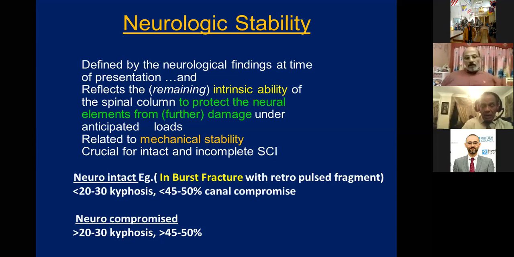Neurologically intact, for example, in a burst fracture with a retropulsive fragment: when the retropulsive fragment compromises less than 45 to 50% of the canal, and the kyphosis is less than 20 to 30 degrees, in these cases we can say that our neurological stability is stable. This burst fracture is a stable fracture. While if the kyphosis angle is more than 20 or 30 degrees and the canal is compromised more than 50% of the canal diameter, this means that this is a neurologically unstable fracture and it needs surgical intervention.